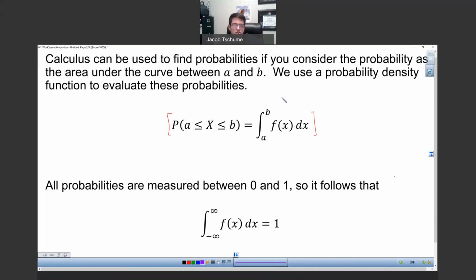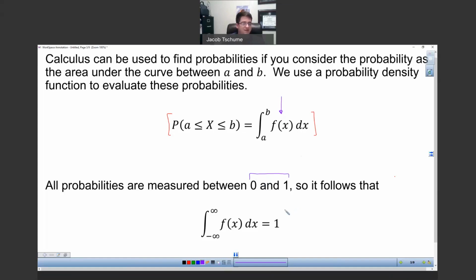Now the challenge is going to be, what is this f of x going to be? That's what we're going to talk about on the next slide. It's not just going to be a regular function. As you may know, if you've had a stats class or maybe you don't know, all probabilities have to be measured between the values of 0 and 1, because 0 probability means it would never happen. A 1 probability means that there's 100% chance of it happening. So you should always get values between 0 and 1.